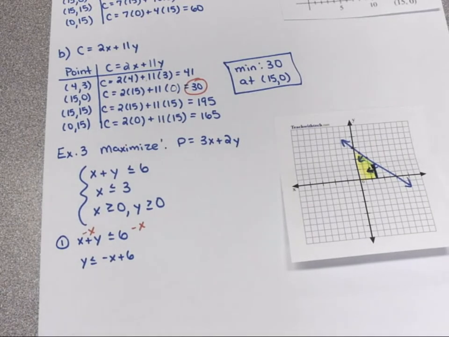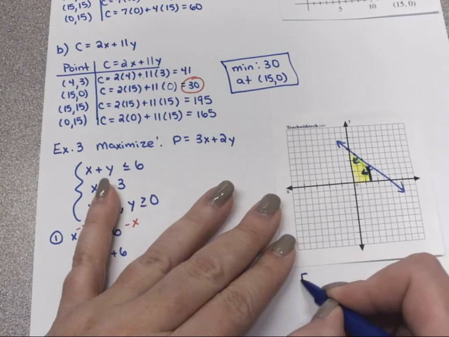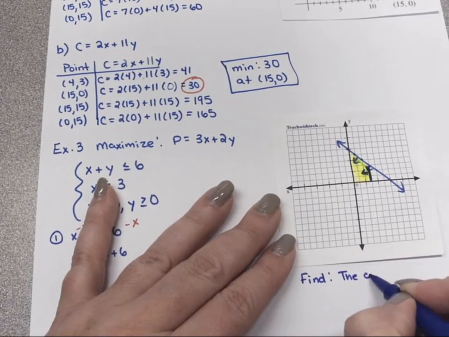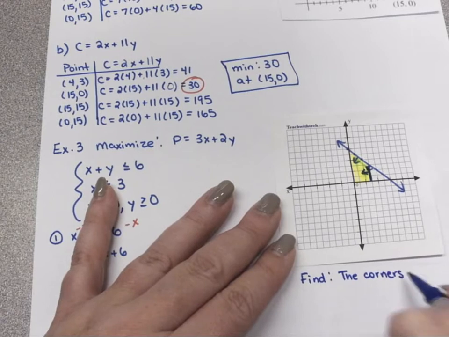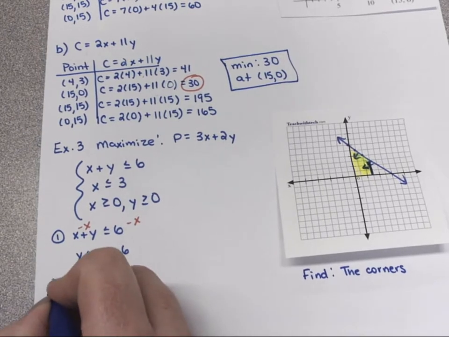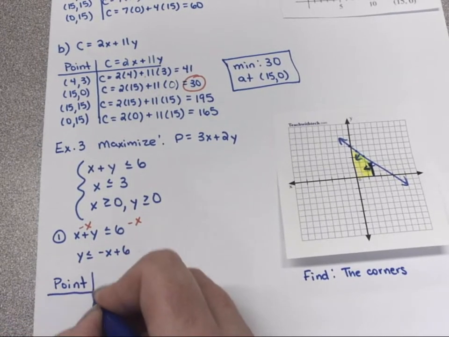Okay, so what am I really trying to find here, though? Yeah, I'm just supposed to find the corners, right? I want to know what the corners are because those are going to be the only places where my max could lie. And so that's why I need a pretty decent graph to be able to find the corners. So let's go ahead and list the corners out here.